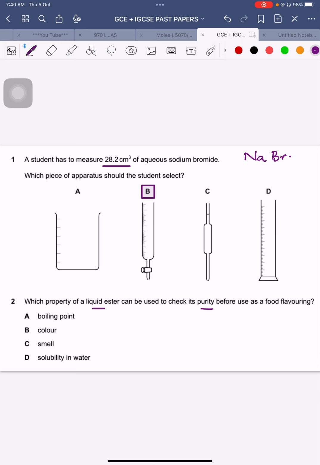Our focus should be on the word purity before use as a food flavoring. It is called its boiling point. Why is it so? Because I have taught you boiling point and melting point are purity checking techniques. So a pure substance will have a fixed melting point and a fixed boiling point as well. So A will be the answer for the purity.